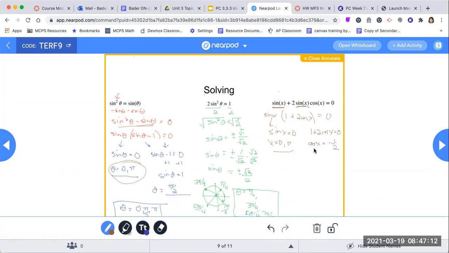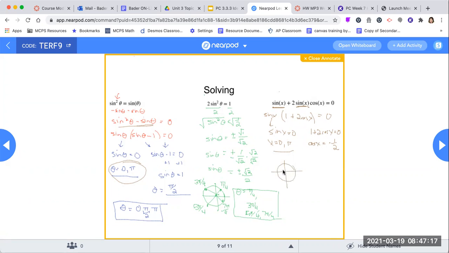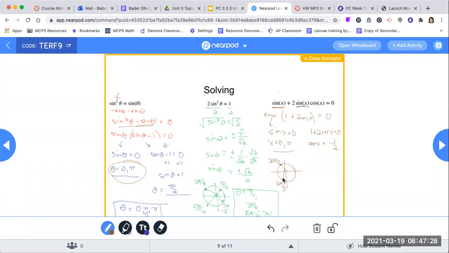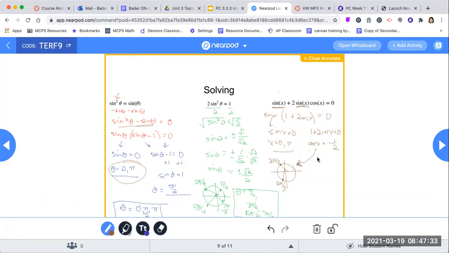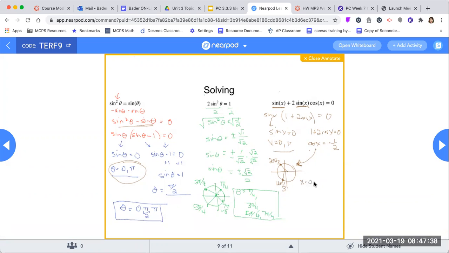Where do we have a cosine of negative 1 over 2? That's going to be in 2 places. Again, you might want to look at your unit circle. 2 pi over 3 has a cosine of negative 1/2, and so does 4 pi over 3. They both have cosines of negative 1/2. So those are the 2 x values that satisfy this part of the equation. Our full answer will be x equals 0, 2 pi over 3, pi, and 4 pi over 3. And we're done with that.